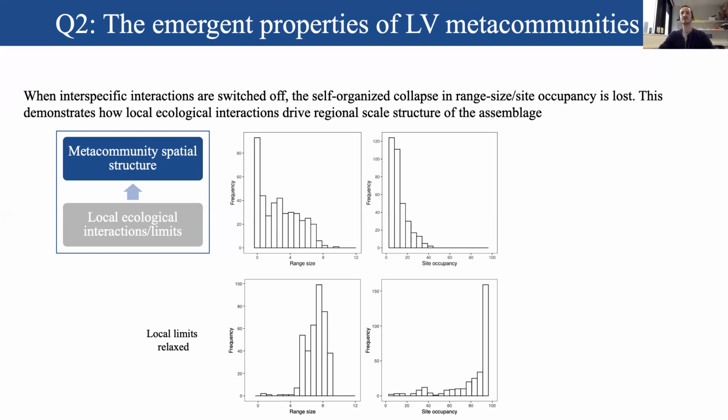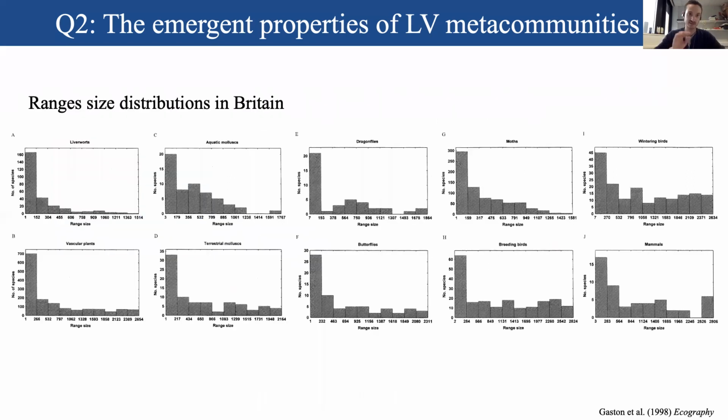Okay, so let's ask now, which of these spatial structures, the upper two panels or the lower two panels, is more biologically realistic? These data are taken from a seminal paper by Kevin Gaston and colleagues, and it records the range size distributions of 10 large taxonomic groups throughout the UK. So we have from liverworts to mammals, their British distributions. And each of these high-level taxa in the UK show a clear right-skewed distribution in their range sizes.